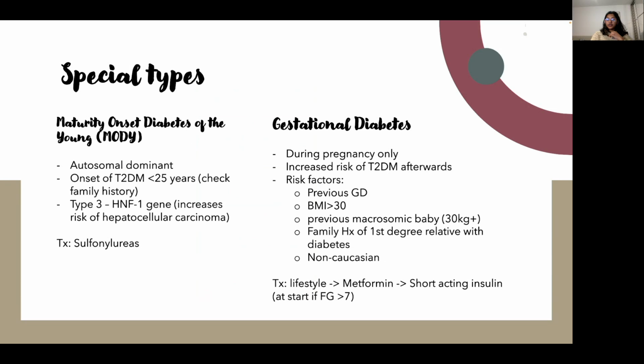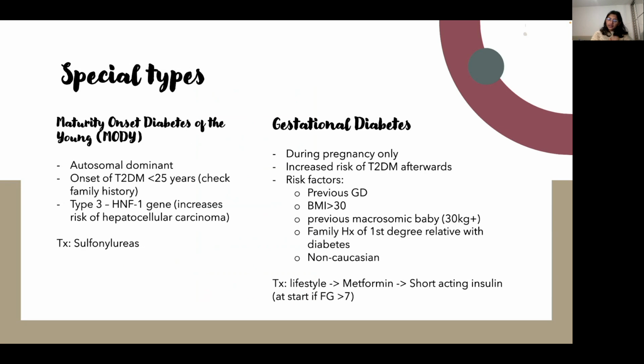Then you have gestational diabetes. This is diabetes that just occurs in pregnancy. It can come up in multiple pregnancies, but doesn't exist outside of that pregnancy. When they're not pregnant, we'll refer to it as type 2 diabetes, essentially. If they have diabetes during pregnancy, they're at increased risk of diabetes afterwards, which we would then refer to as type 2.